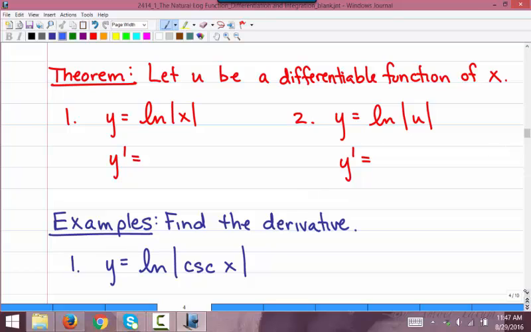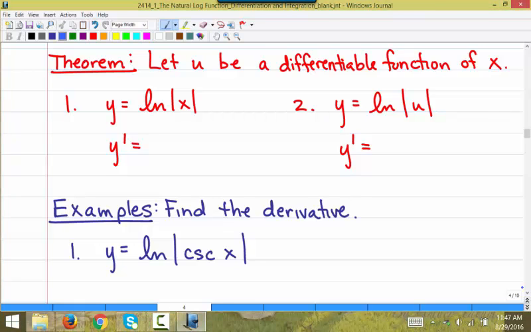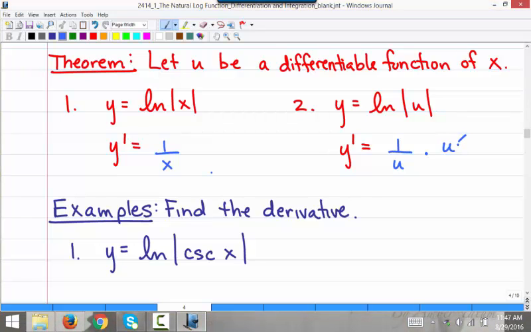All right. Another theorem. Let u be a differentiable function of x. So this is when you're taking the derivative of natural log of the absolute value of something. So if y equals natural log of the absolute value of x, guess what the derivative is? It's just 1 over x. It doesn't matter if the absolute value is there or not. So if u is a function of x, natural log absolute value of u is going to be 1 over u times u prime. So some examples.